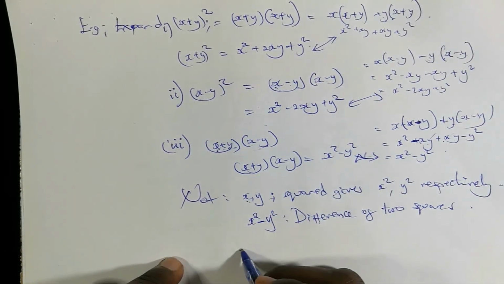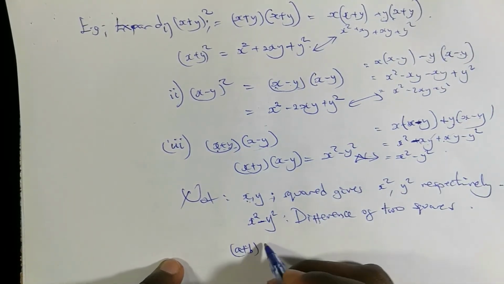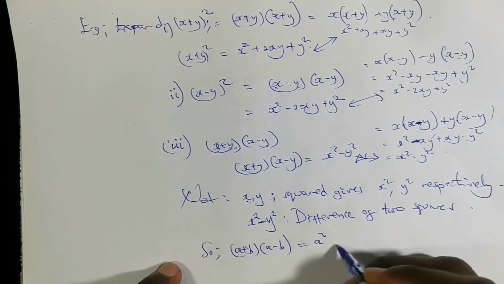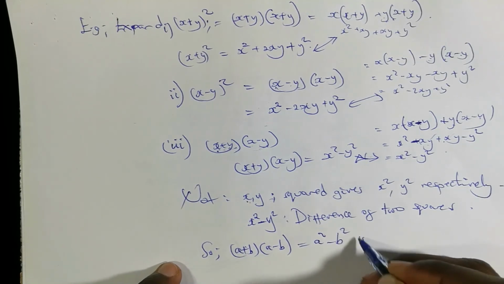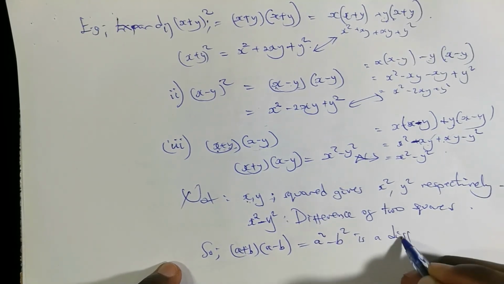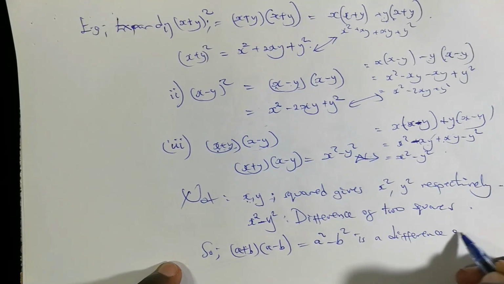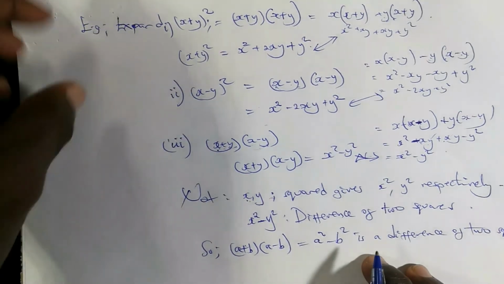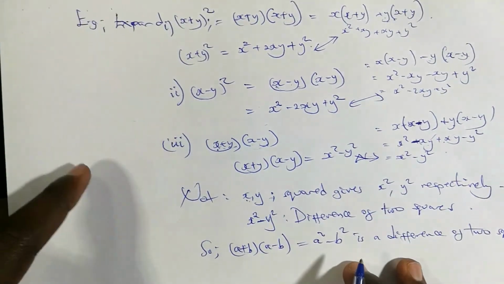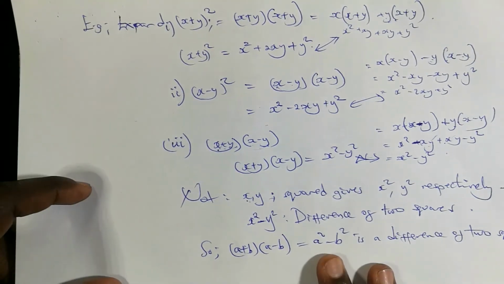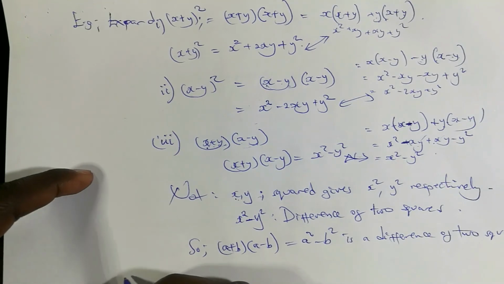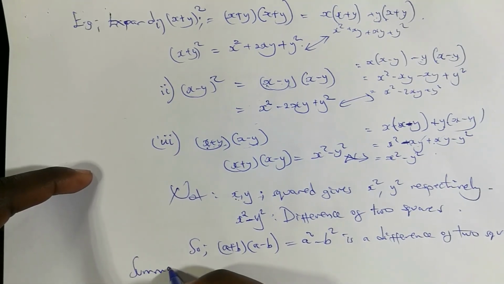So the formula a plus b into a minus b, given by a squared minus b squared, is a difference of two squares, which will be a method when we come to solving or expanding algebraic expressions.